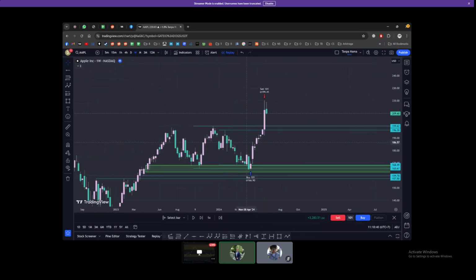So in essence, what happened right there, this entire consolidation from the August high in 2023 to the April lows in 2024, that was a giant ABC correction. It was a very, very big ABC correction which happened. So if the market comes back down to 199.62 highs, you long it again.